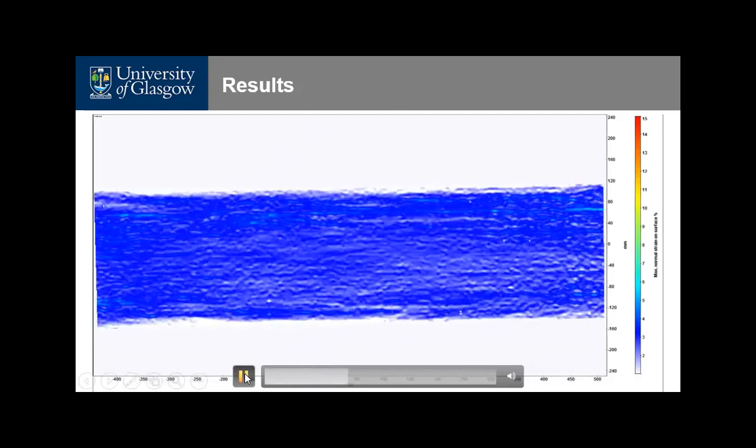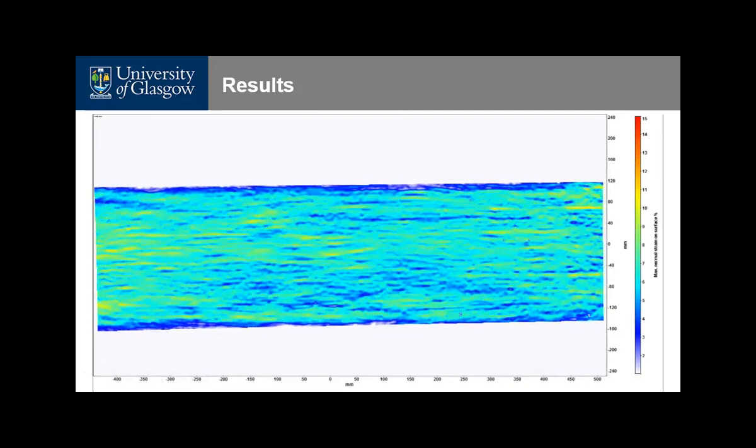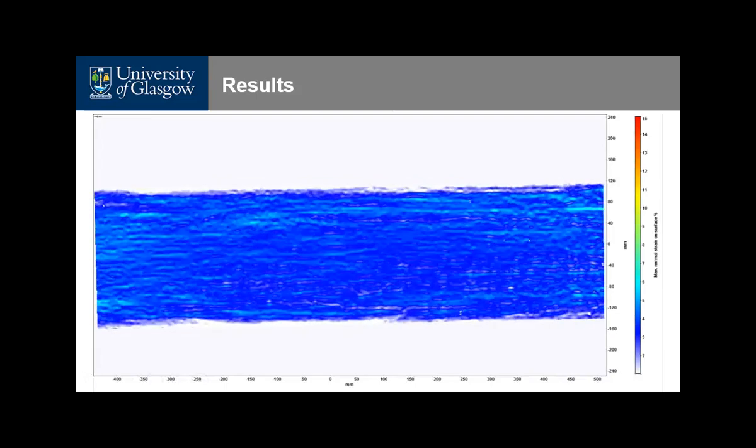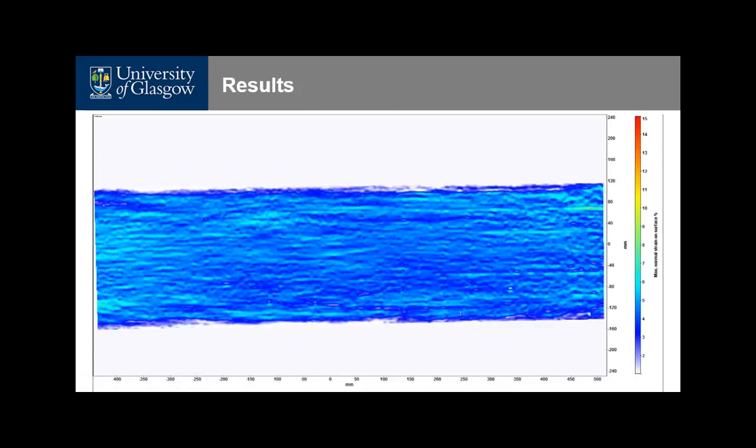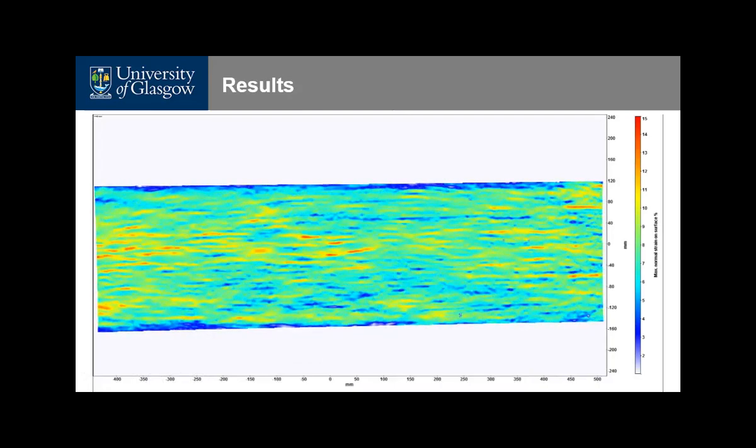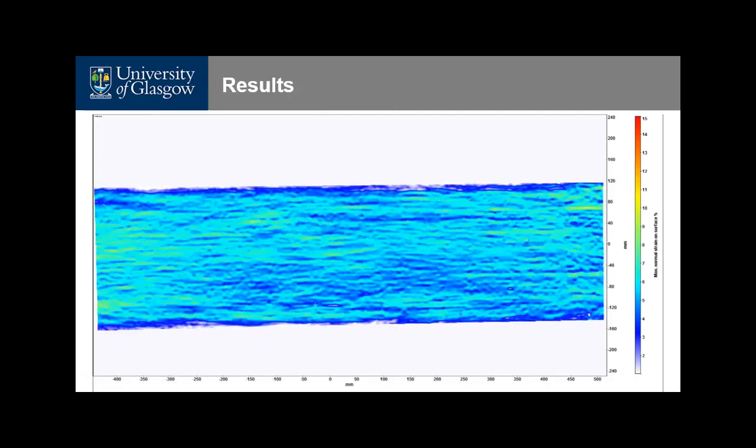Okay, it's a little fast, but this is showing from 0 to 40 millimeters, so 0 to 4 centimeters of extension. As it's going from blue to yellow, then red, that is where the strain is being partitioned onto the faults across the model. Let it go through one more time.